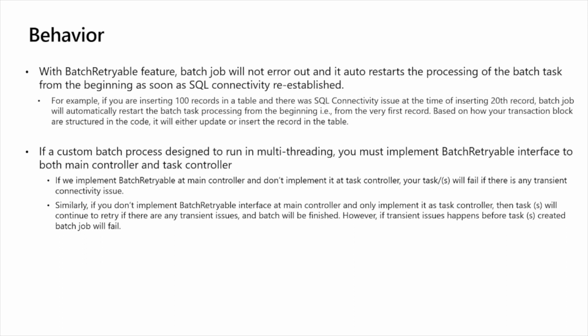If a custom batch job is designed to run multi-threaded, you must implement the retriable interface on your main controller and task controller. There are two different combinations we have seen: you implement batch retry on your main controller, but you are not implementing it at the task controller. What happens is that if any transient failure happens while your tasks are executing, you'll see, out of 5 tasks that are running, maybe one of the tasks falls into that transient failure and ends with the error.